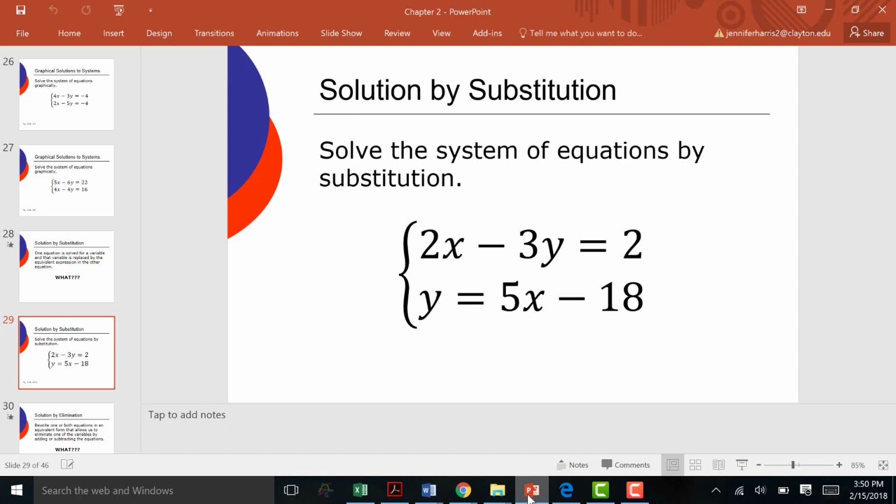So I've got y equals 5 times 4 minus 18. There's my 4. What's 5 times 4? 20. And what's 20 minus 18? So y equals 2. What's the point where those 2 lines cross? 4, comma 2. That's your solution. Now you can go to Desmos and put that same thing in, and it'll show you that 4, comma 2 is where they cross.